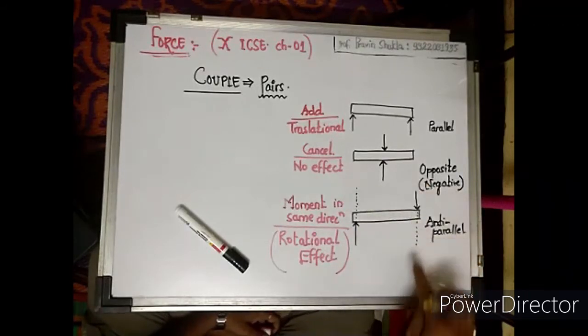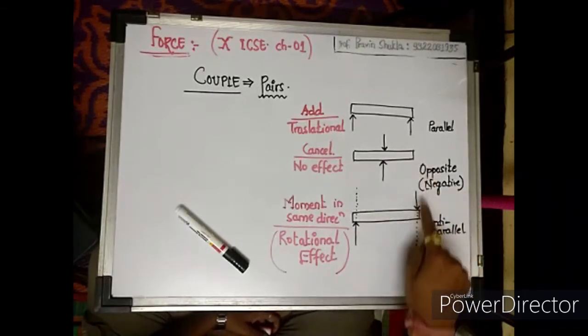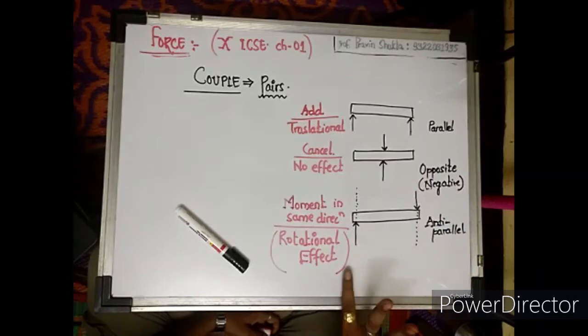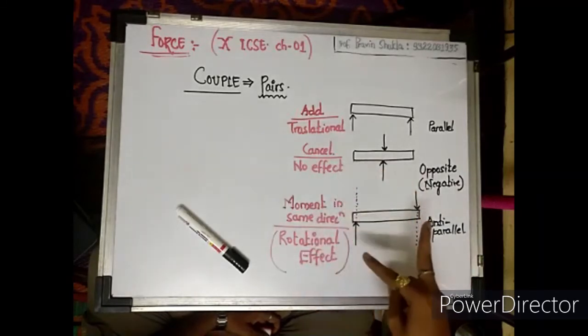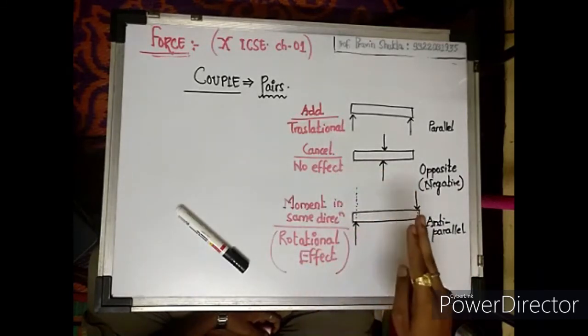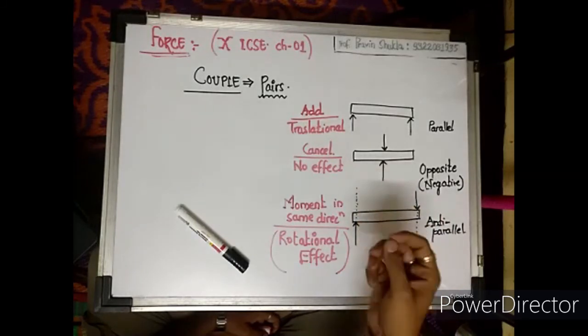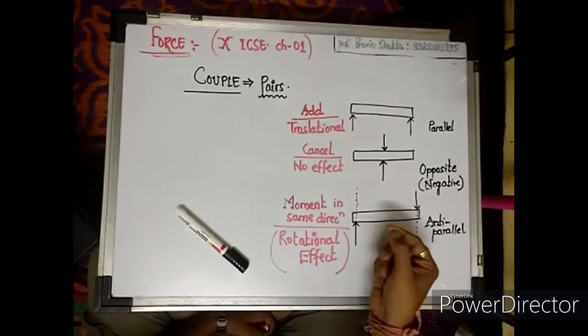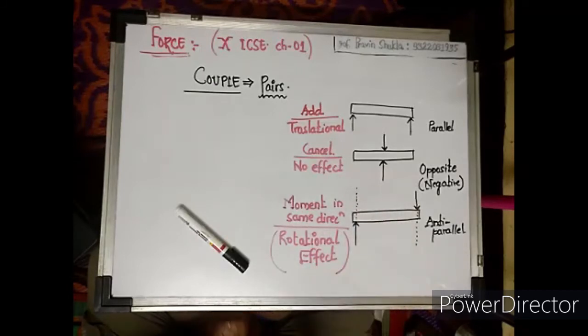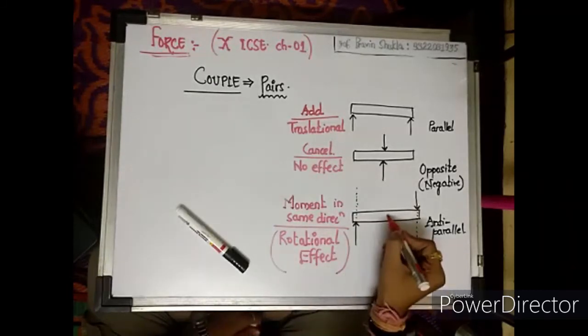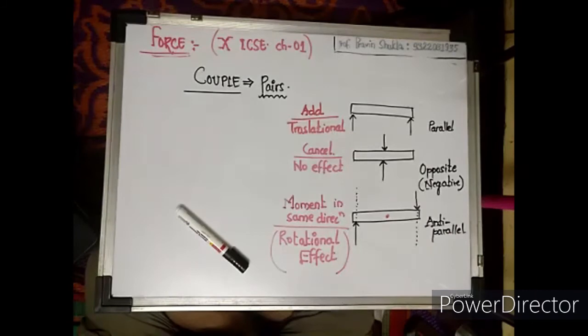See, this will create a clockwise moment, and even this will create a clockwise moment. So both the moments will be added, and the body will rotate. When the body is rotating in this scenario, by default the center of rotation is the geometric center. Yes or no?